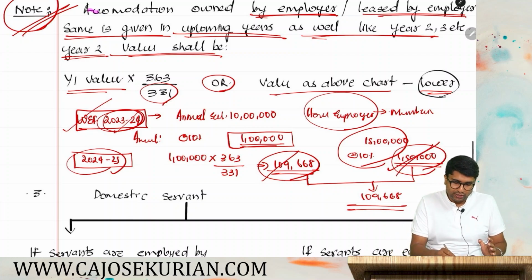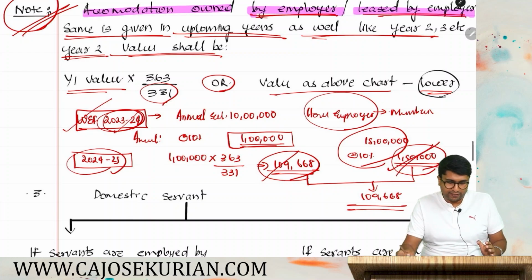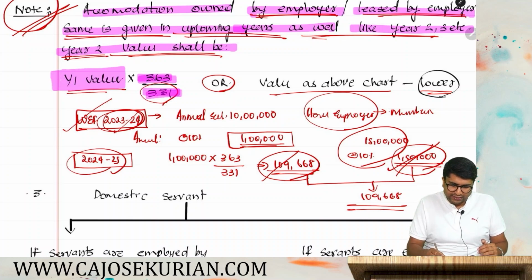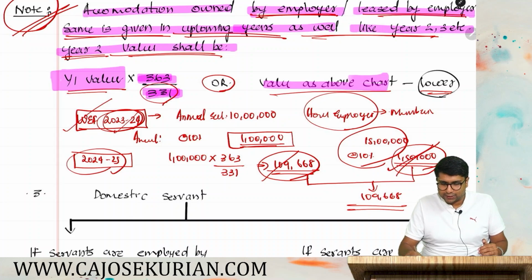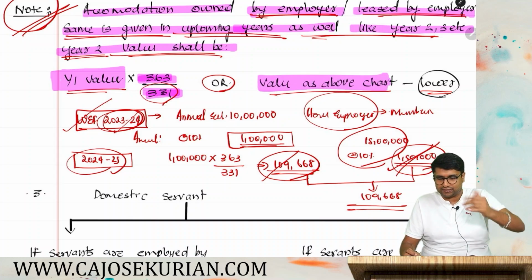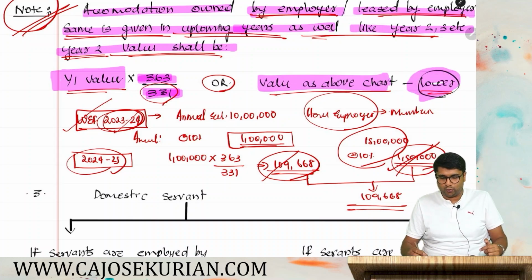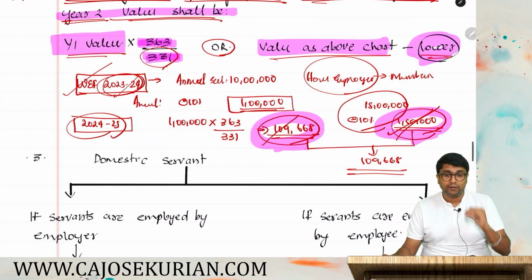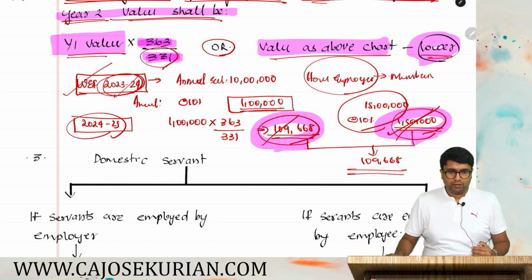So for accommodation owned by the employer or leased by the employer, the same is given in the upcoming years as well, like year 2, 3, etc. Year 2's value shall be, at maximum, year 1 value into 363 by 331 or value as per the above chart. That means, of the original valuation method and this, whichever is lower you can take. So either 1,09,668 or 1,50,000, whichever is lower you have to apply. I hope you got my point, and this is how you have to value the rent-free accommodation.